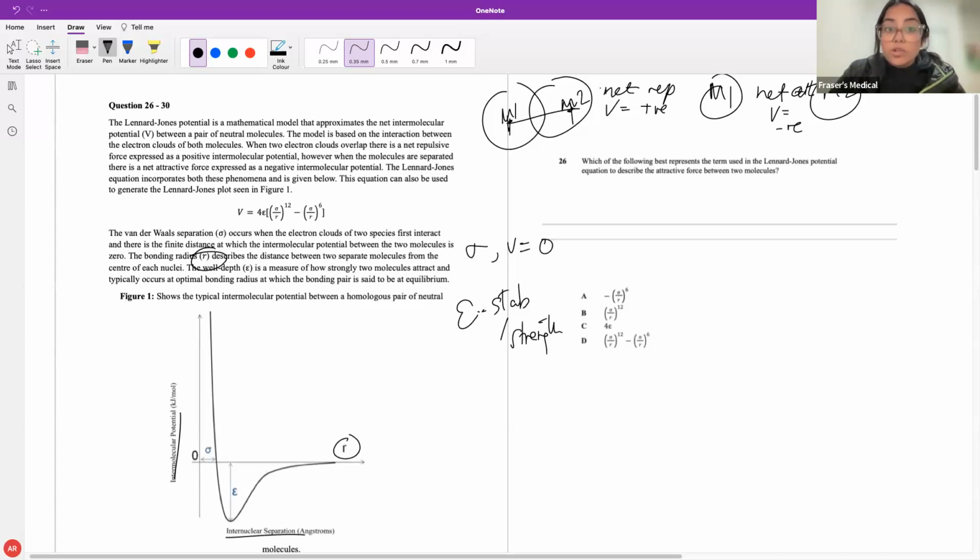So let me move into my question and not take too long. Let me go on to the question and try and see where I can use my notes, if anything, or go back to the stem. So the first question: which of the following best represents the term used in the Lennard-Jones potential equation? So this is directly linking to the equation. Therefore, most of the other things I'm drawing a blind eye to. It's talking about the equation, so I go to the equation to describe the attractive forces between two molecules.